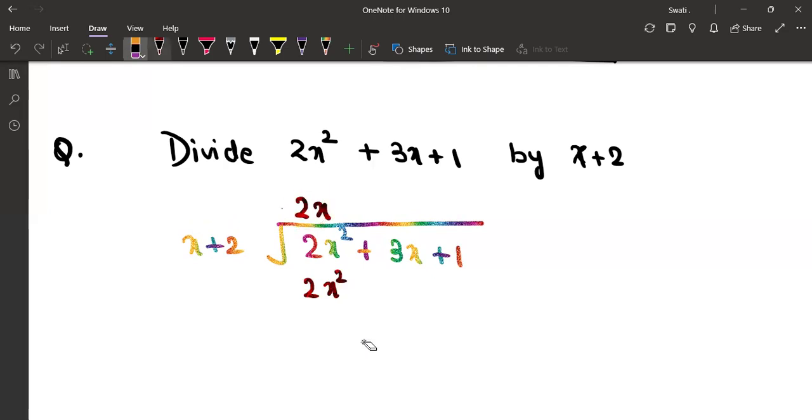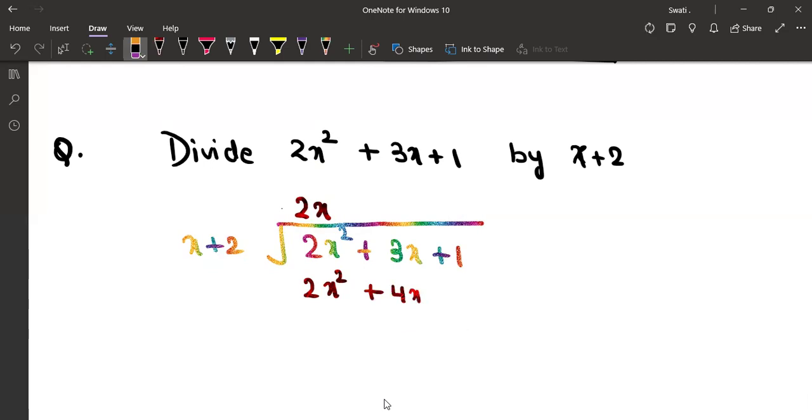2 times 2x, what will we get? 4x. Yes, very good. It's plus 4x, right? Why plus sign? Because there is a plus sign here. Okay, next. What should we do next?